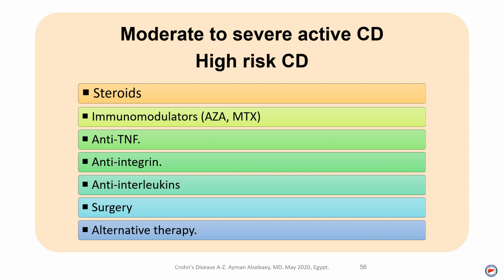If we face a patient with moderate to severe active disease, or he is a high risk patient from the start, we will use steroids, immunomodulators, anti-TNF, anti-integrin, anti-interleukin, surgery, and alternative therapy. Let's go to the guidelines and see what they recommend.